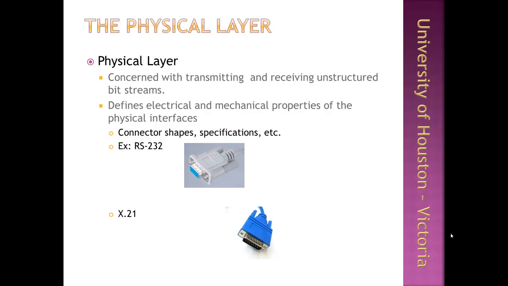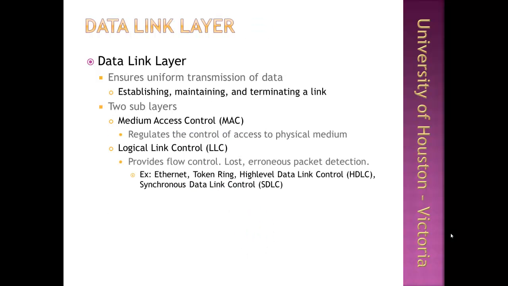It basically defines the electromechanical properties, or the electrical and mechanical properties, of your physical interfaces. It includes connector shapes and specifications and any number of different criteria that you might have. For example, if you look at this picture in the middle, it's a picture of an RS-232 connector, which is essentially a serial cable or a serial connection, and the one underneath it, the blue connector, is called an X.21 cable. These are actually the physical and mechanical properties of your physical layer.